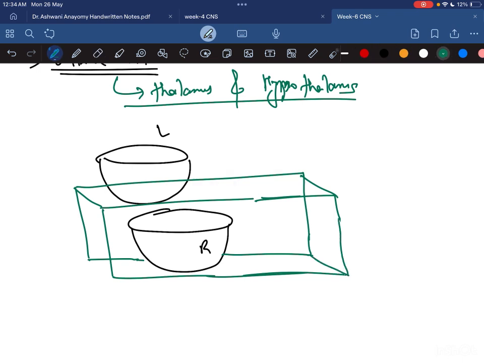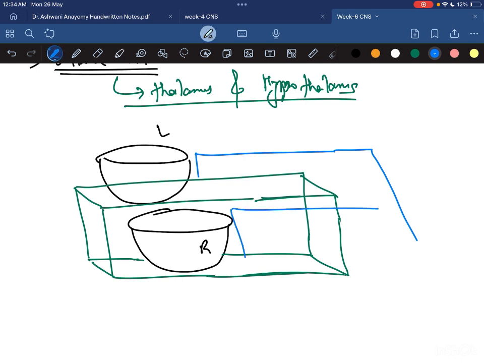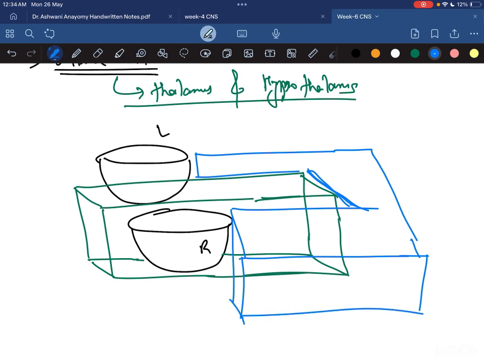This is a slit-like cavity in between both thalamus, and after that when we look for the hypothalamus, this is the hypothalamus.